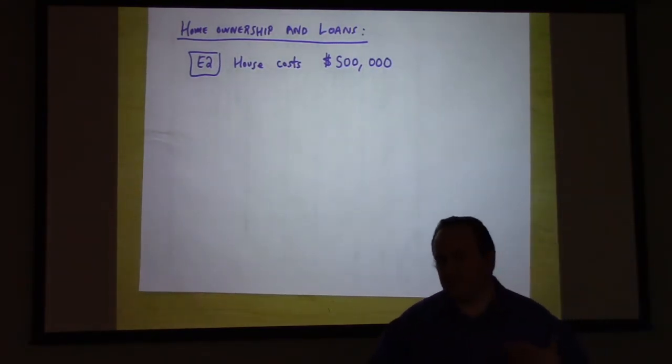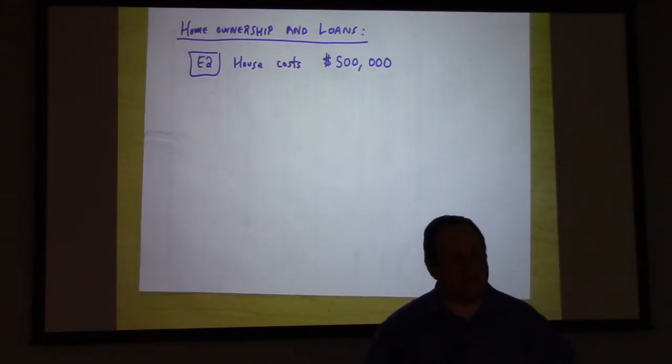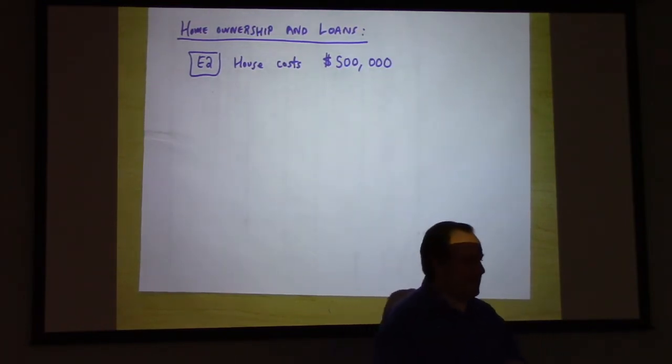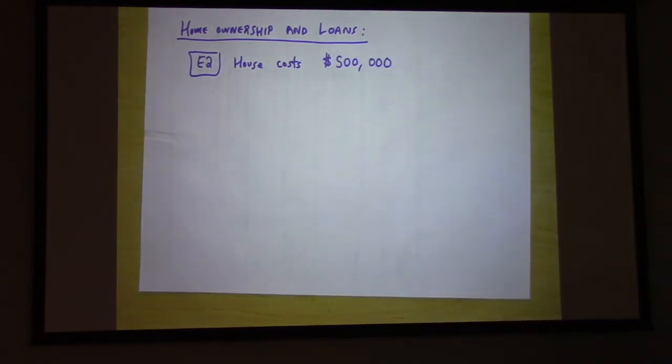Around here, I think the median home price is like, well, new houses are like $375 or $400 if they're smaller. You can find houses for like $300, $200. It's getting harder around here.